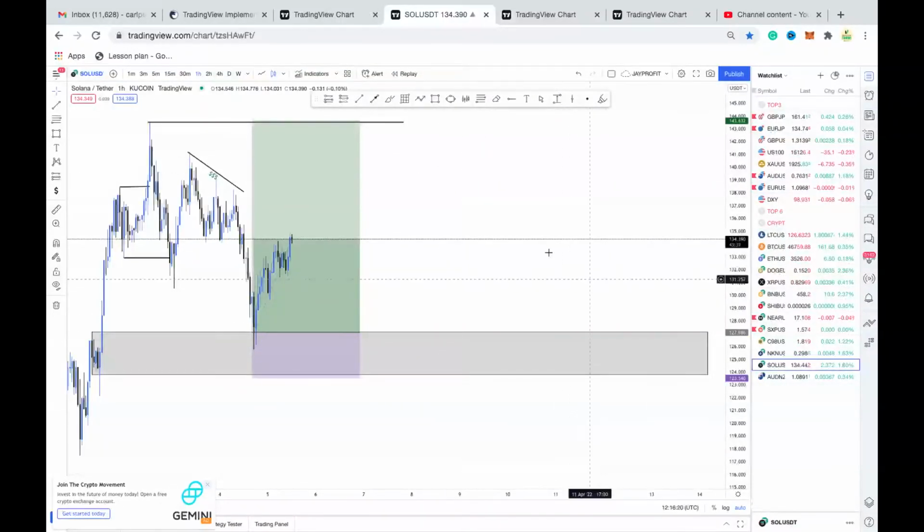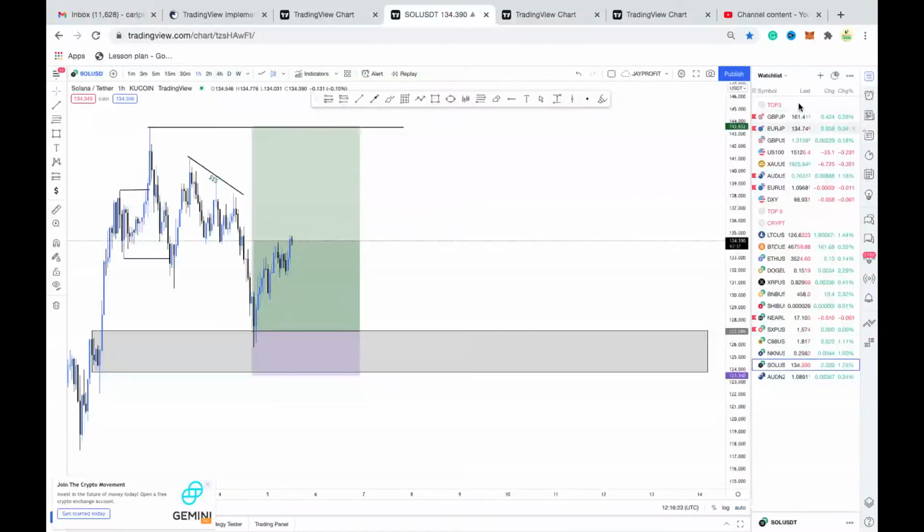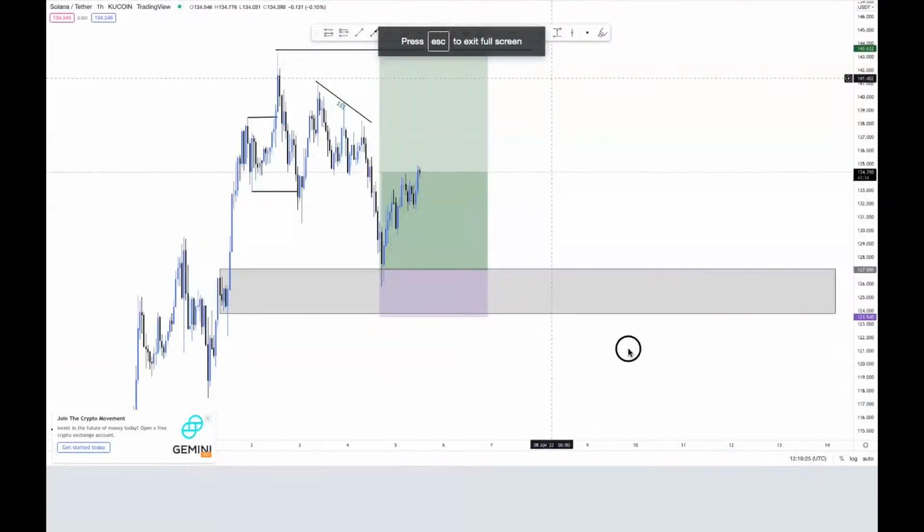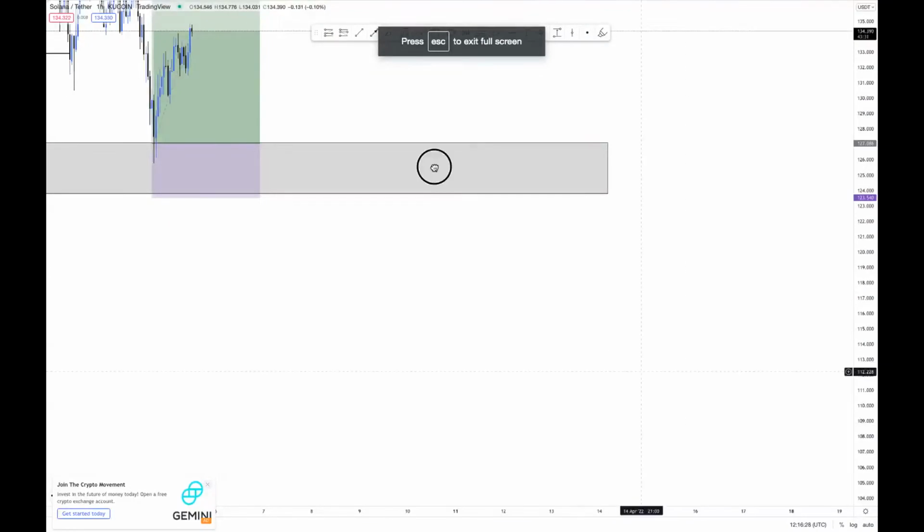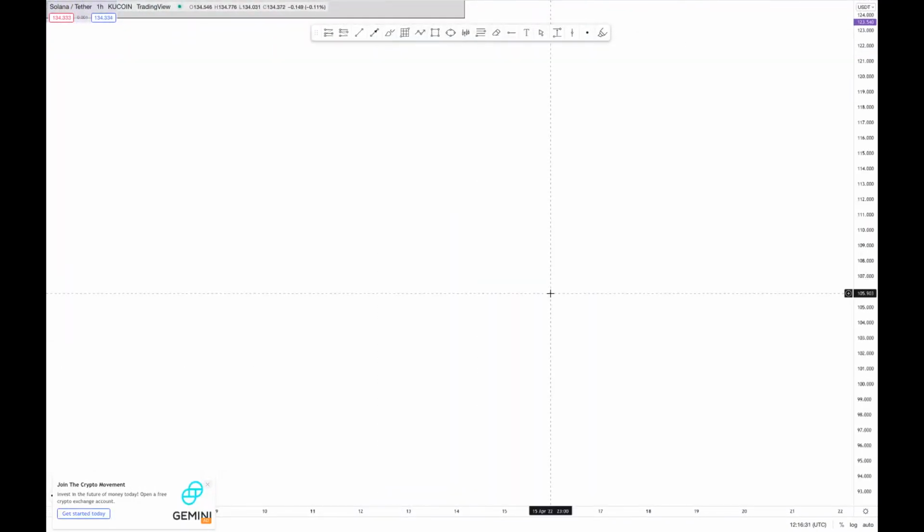But before that, I'm just going to use a clear screen to explain to you guys what market structure is. Market structure is a very vital and most important aspect of smart money concept and trading as well. Having a good understanding of market structure alone will help you know what you're doing when it comes to trading.